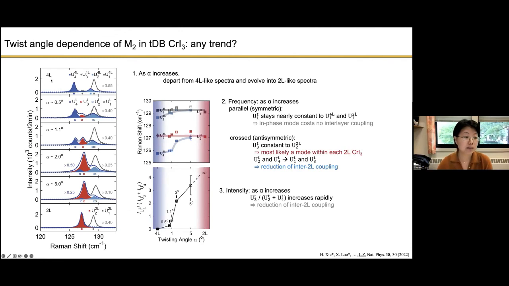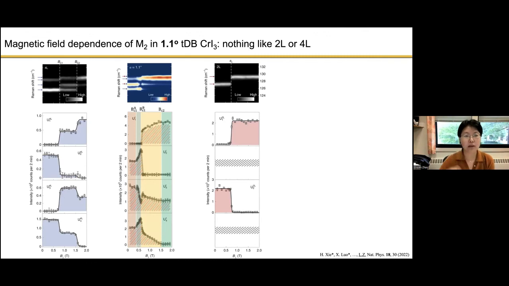Then we plot the twist angle dependence of the Raman spectra here with the reference of 4 layer and 2 layers. We can see that there is a steady trend of the Raman spectra to evolve from more like 4 layer at small twist angles to more like 2 layer at large twist angles. The fitting parameters all suggest that as the twist angle increases, the interlayer structural coupling is weaker and weaker. Then we further take a look at the magnetic field dependence of these Raman modes.